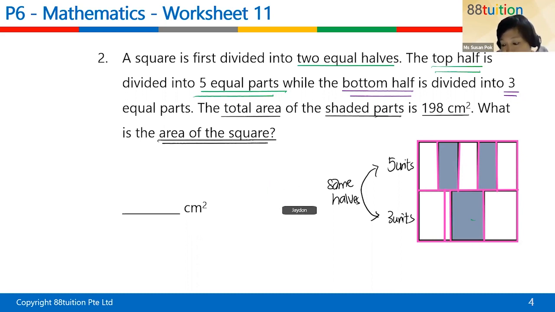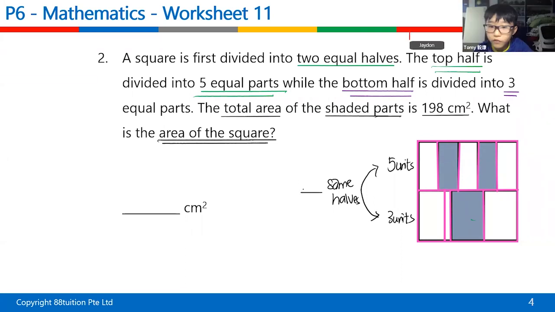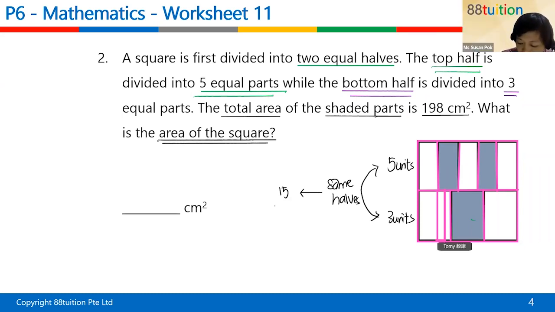Serena has answered. Jaden has. Tommy, what is the common number you can think of for 5 and 3? I can change them into what? 15. Yes, 15 parts here. So for 15 units, I need to do something here. So I change this to 15, so that you can have 15 units here, and also 15 units here.